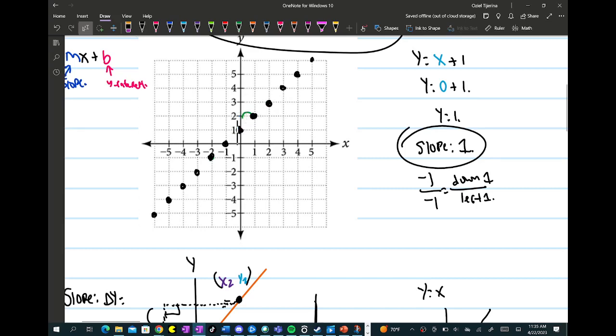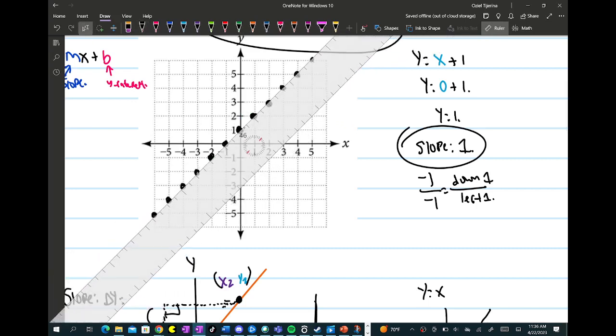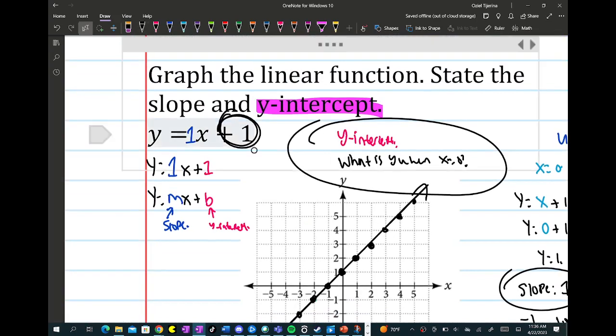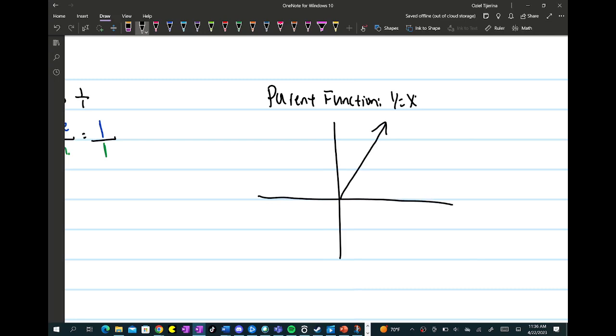And by the way, guys, although I did not really want to go over parent functions, the parent function that goes with this equation, y equals x plus 1, is y equals x, meaning that it's literally a line that goes through the origin, and this is where the slope is 1. The y-intercept is 0, or 0, 0.